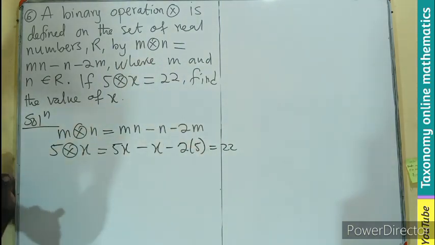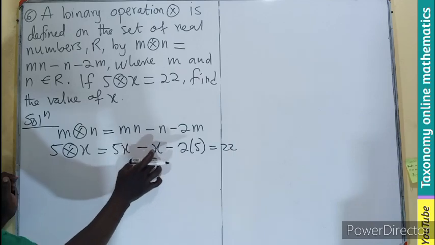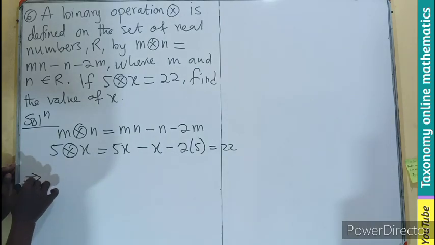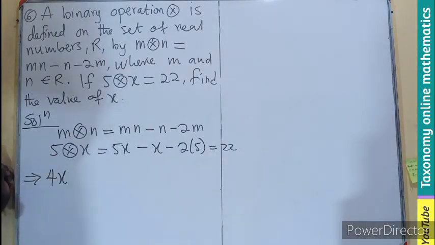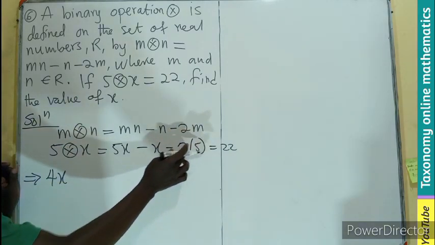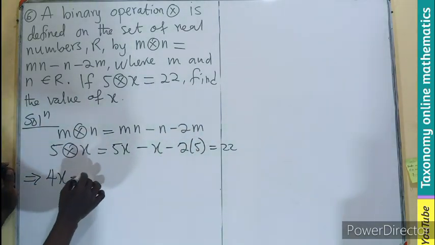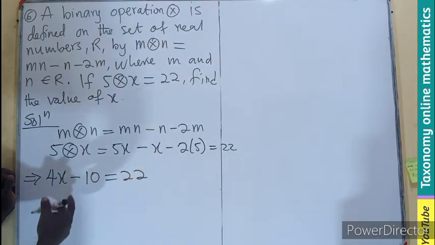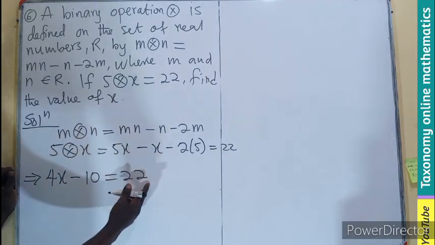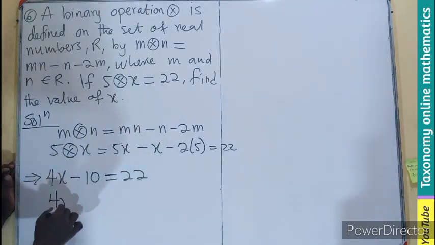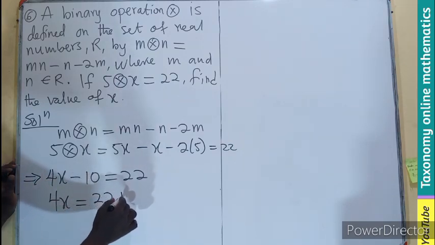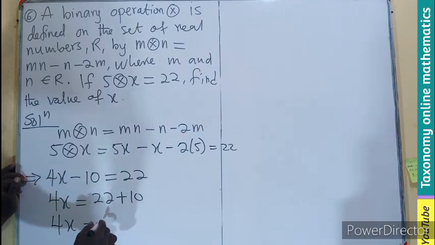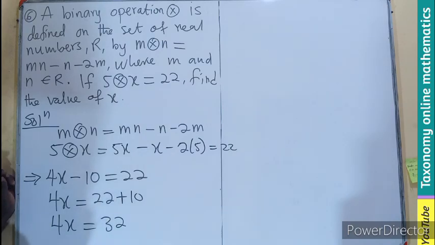This value is 22. So now we can compute this and have 5x minus x, which will give us 4x, right? Then this is going to be 2 times 5, which is 10, but there's a minus there, so minus 10 equals 22. This negative can be transferred to the other side to give us 4x equals 22 plus 10. We can go on to say that 22 plus 10 is 32, right?